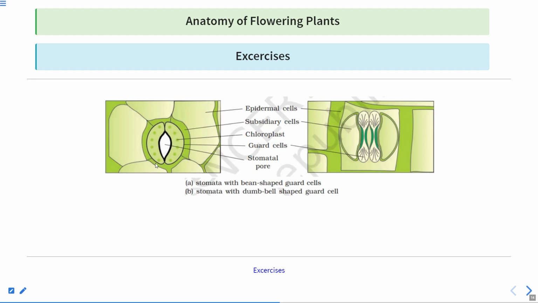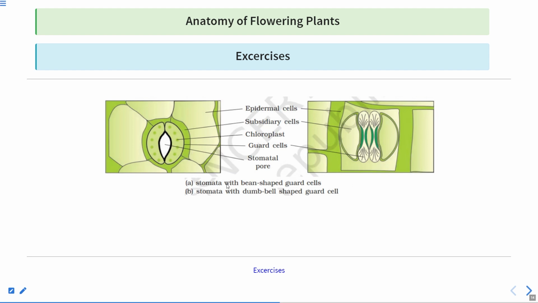So there you can see 1, 2, 3, 4. 4 guard cells here, and subsidiary cells are there surrounding the guard cells. Okay. Now, what is then this stomatal apparatus? The guard cells, the stomatal pore or the aperture, that is the opening. That structure, guard cells and subsidiary cells, unitedly is called the stomatal apparatus.